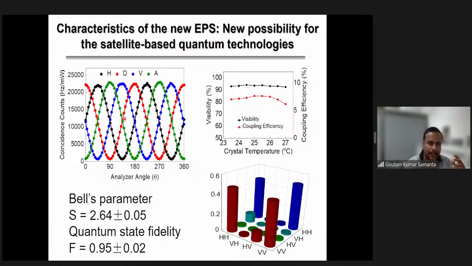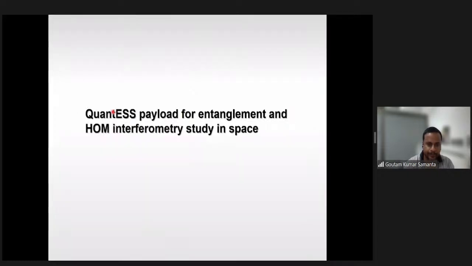But still, not to complain, the count rate or spectral brightness in this case is around 20,000 counts per milliwatt, something like that. That is good enough for any field experiments.